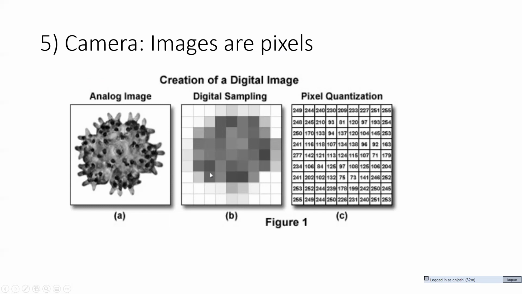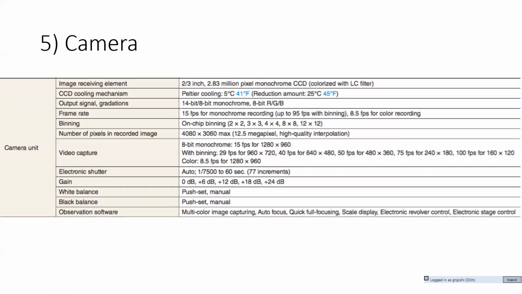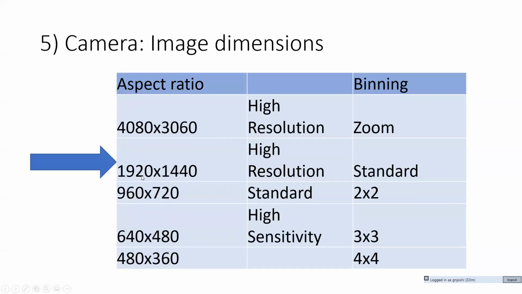Okay, so just try to get this idea in your head that an image is nothing else but a collection of pixels, and those pixels have numbers associated with them. Now, the camera that we are using can give you a 1920 by 1440 pixel dimension area of your image, right? So that is the standard.